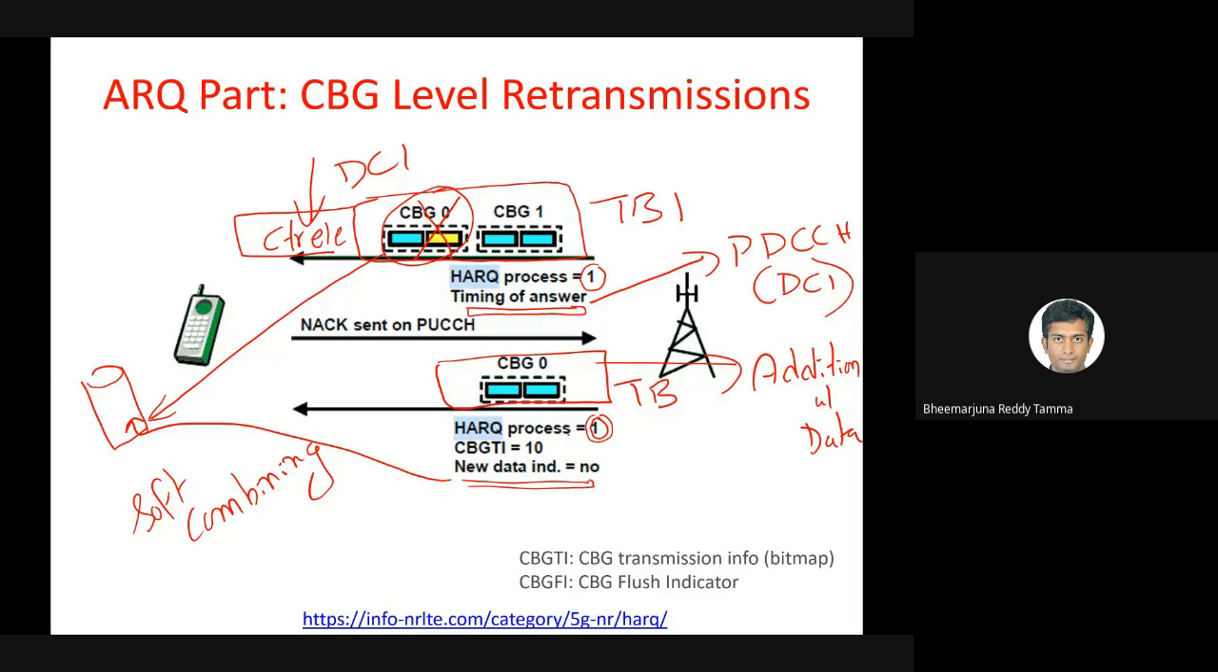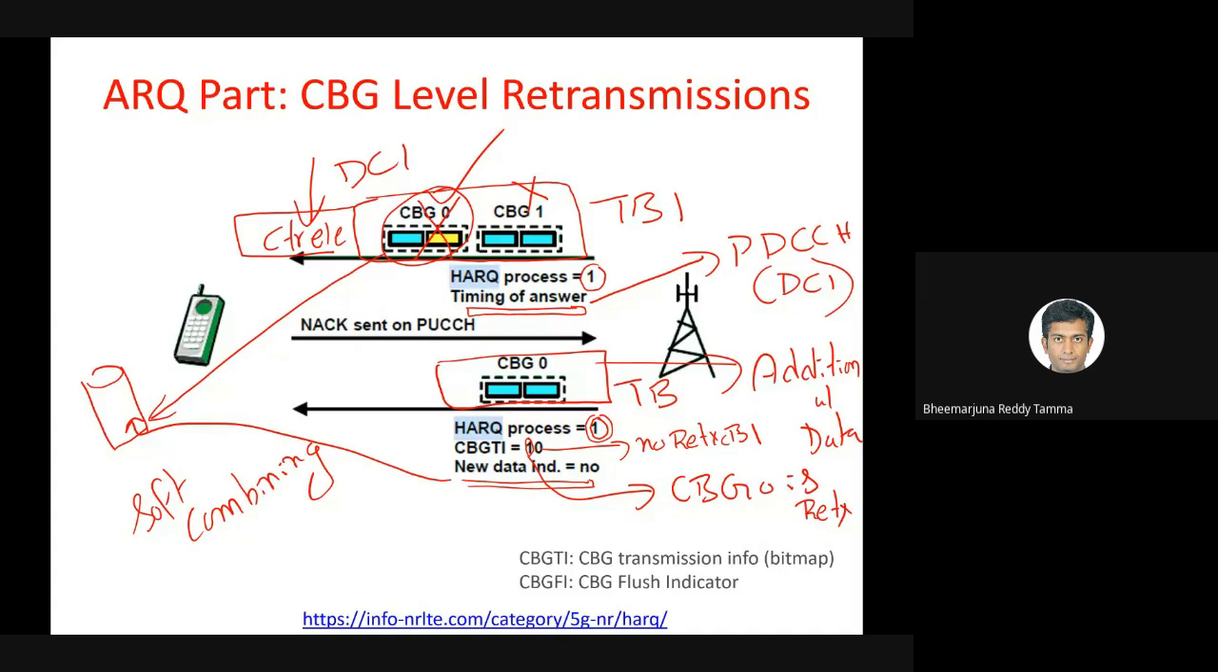And as I was telling earlier, we have something called code block group transmission information, which is nothing but a bitmap. In this case, because there are two code block groups, we need only 2 bits. Here, the indication of 1 means that code block group 0 is getting retransmitted, and we are not retransmitting code block group 1. So this is not getting retransmitted. We are retransmitting for this.